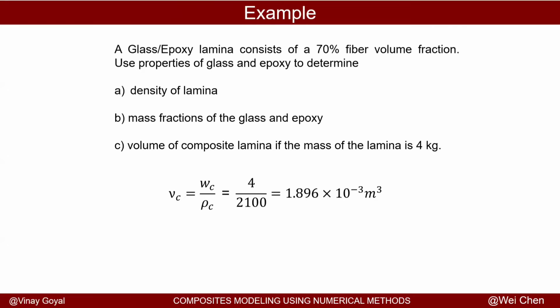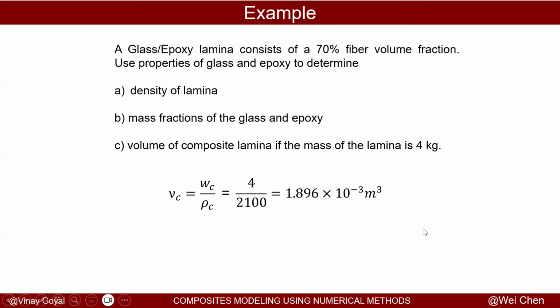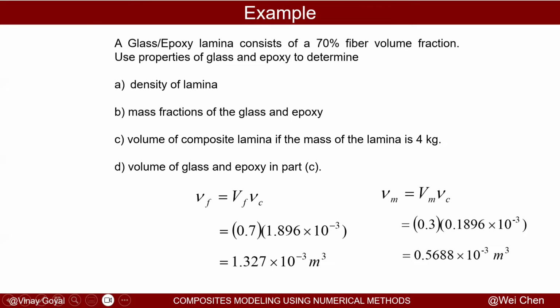We can also easily determine the volume of the composite lamina. If I know the weight of the composite, which was given as 4 kilograms, and I know the density of the composite, I can also determine the volume. And you can see that's provided here. And then if you know the volume of the composite and you know the volume fraction of the fiber and the matrix, you simply multiply these two variables to get the volume of the fibers and the volume of the matrix.